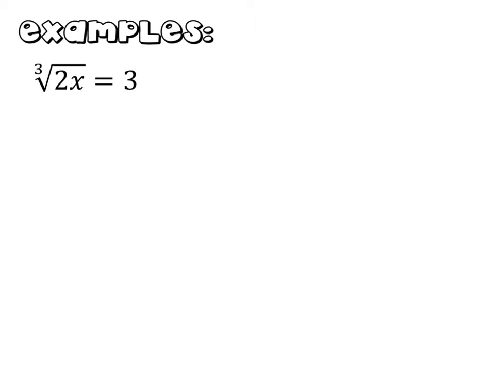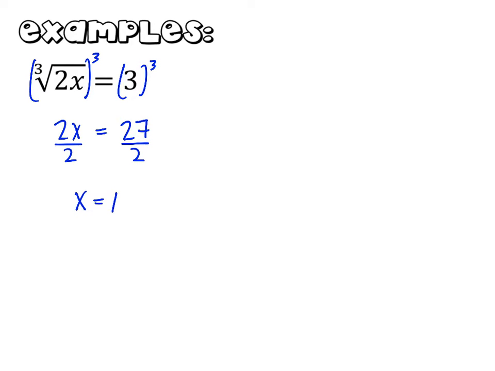I'm going to undo my cubed root by cubing both sides. So then I have 2x equals 3 times 3 times 3, or 3 cubed is 27. And to get x by itself, I still need to divide by 2. 27 divided by 2, right? A couple ways we could write it. We could write it as 13 and a half, 13.5, or just leave it 27 halves, right? So any of those are options.